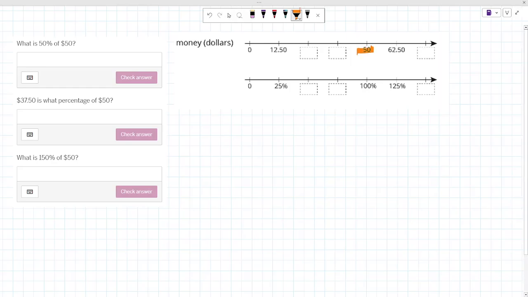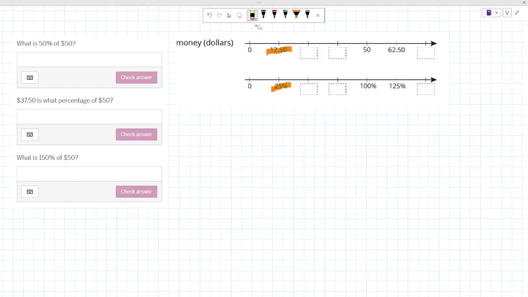Since $50 is 100% of $50, that's why 50 and 100% are lined up here. That's the first thing we want to notice. Next, look at 125% of $50. Since 125% is more than 100%, it makes sense that 125% of $50 is more than $50. Just like here, 25% is less than 100%, so it's going to be less than a whole. So it makes sense that $12.50 is less than $50.